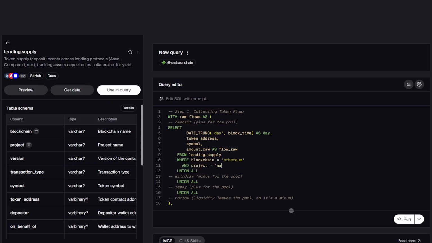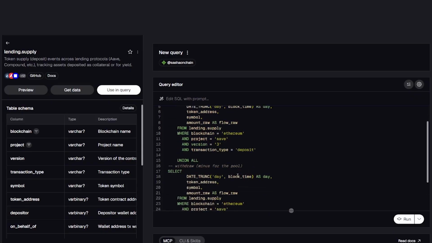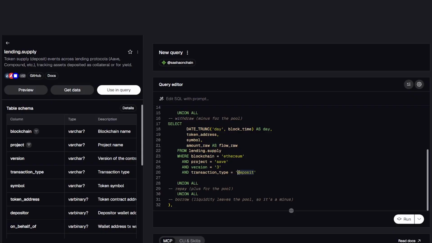First, we pull deposits from the lending supply table, because deposits increase the liquidity sitting inside Aave. Then we duplicate the same logic for withdrawals. For withdrawals and borrows, we simply flip the sign to negative.